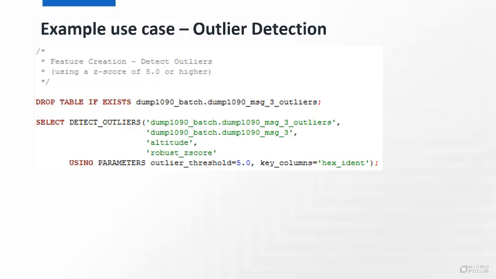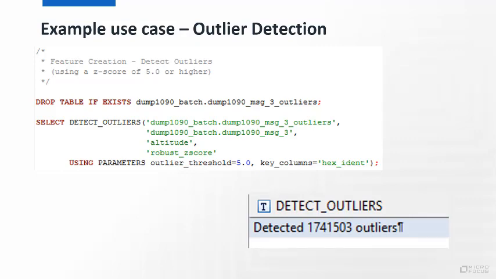Vertica's detect outliers function creates a view over a base table containing the outliers within the data. These outliers are identified using a robust z-score method and an outlier threshold, the threshold representing a value beyond which a data point becomes an outlier. Here we can see that of the 150 million message rows that we identified earlier, 1.7 million have been identified as outliers. That's just over 1%.